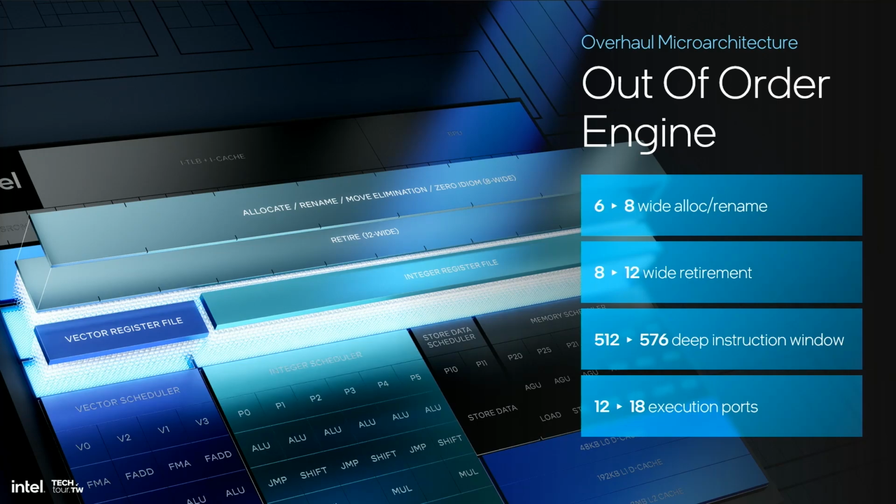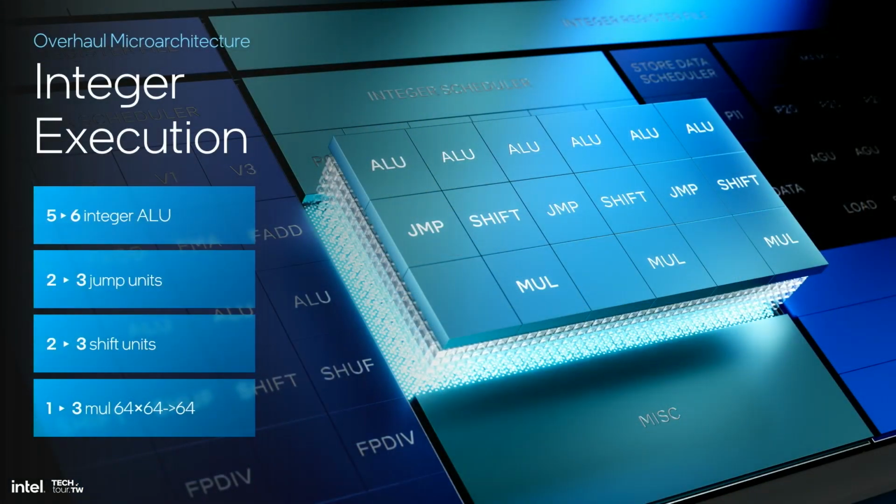Turning to execution, Lion Cove increases the total number of execution ports to 18 from 12. On the integer side, 6 integer ALUs are complemented by 3 shift units and 3 64-bit multipliers operating at 3 cycles latency and 1 cycle throughput. 3 branches can be resolved in parallel per cycle.